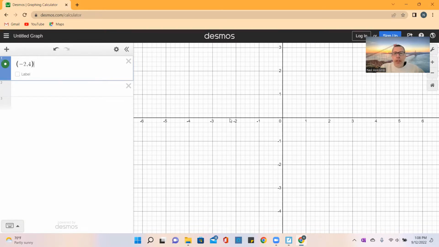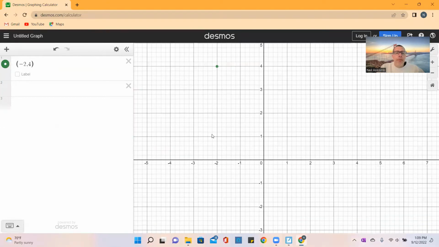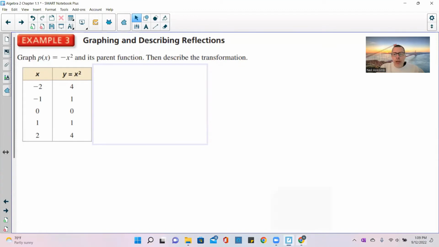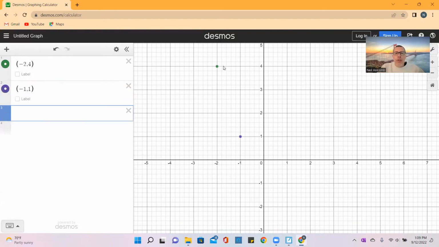Okay, where did it go? -2, 4. It's just off the screen. There it is, the green dot right there. And then I'm going to graph -1, 1. So then I'm going to plot -1, 1. Okay, so -2, 4 is here. -1, 1 is there. The next one was 0. 0 squared is 0. And there it is at the origin right here, the black dot.